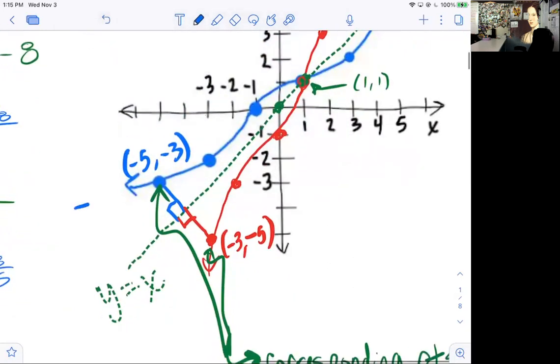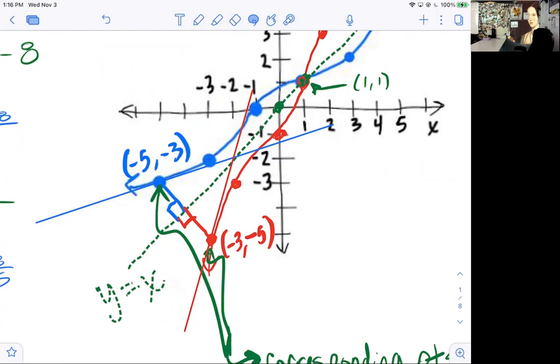What if I looked at the tangent line? Let's snap the tangent line at (-5, -3). Snap it right there. And then let's snap the tangent line to (-3, -5). I got to move it over a little bit. There it is. If I look at the tangent lines at these corresponding points, notice where they intersect, right? They intersect on the line y equals x.